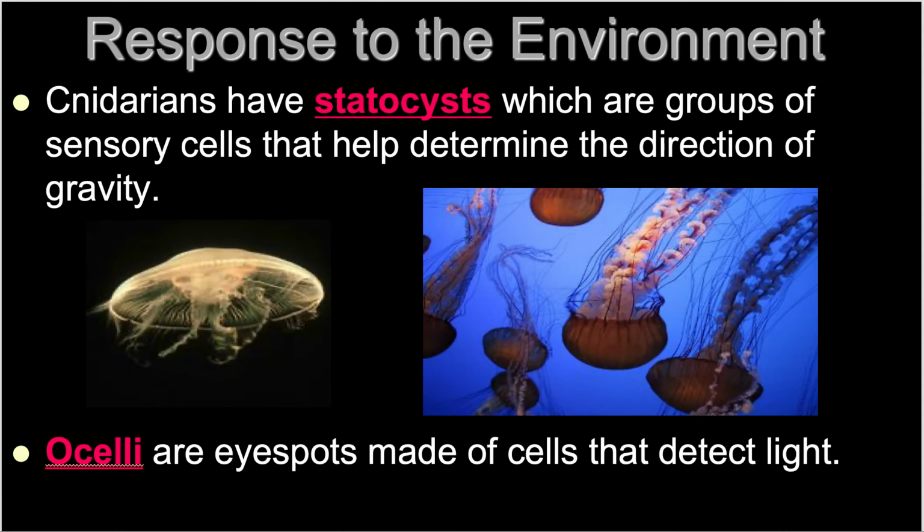All right. And then cnidarians also have statocysts, which are a group of sensory cells that help determine the direction of gravity. So they can kind of figure out which way is up, which is always useful when you're swimming around the ocean. And then they have ocelli, which are eye spots made of cells that detect light. So they don't have a true eye, but the ocelli at least give them an idea of where the light's coming from. So generally that also helps them know which way is up, because obviously the light's going to come from above.